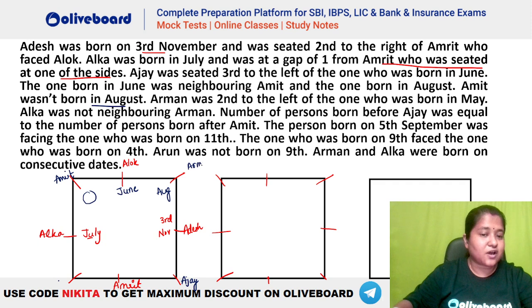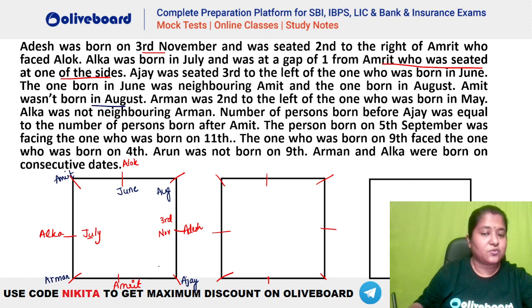So let's say this is your Arman. So May has to be this person. But May and June, again, you can see these are consecutive. That means this is not a possibility for Arman. So you can see the only possibility for Arman will be this one. So you can see Arman will be here. Okay? So Arman is this person. And Arman is second to the left of the one who is born in May.